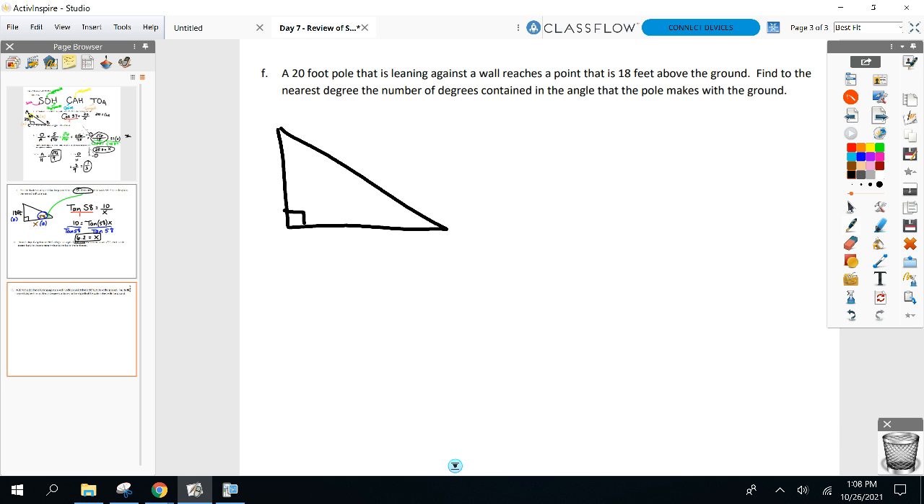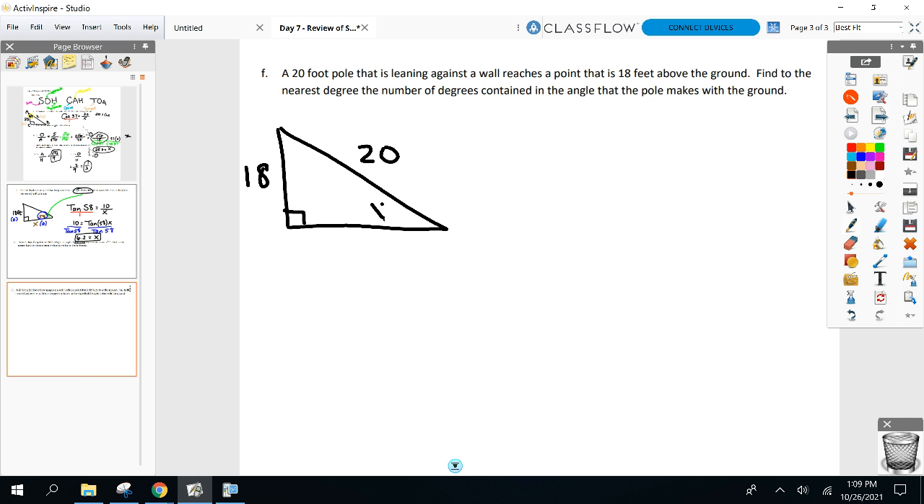Hypotenuse, right? It's leaning against the wall, just like your ladder was yesterday. 20, and it reaches a point that is 18 feet above the ground. So where's my 18 feet above the ground? On the left, good. So I'm going to ask you guys to help me out. Find to the nearest degree the angle the pole makes with the ground. Does everyone see the angle I'm looking for? The pole makes with the ground? Top or bottom? Bottom, okay.